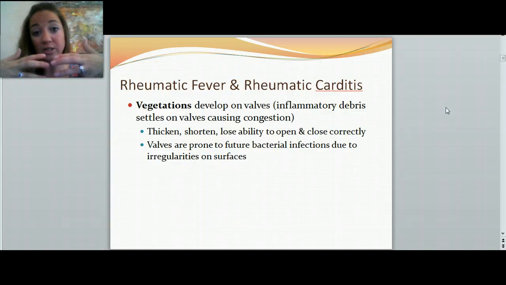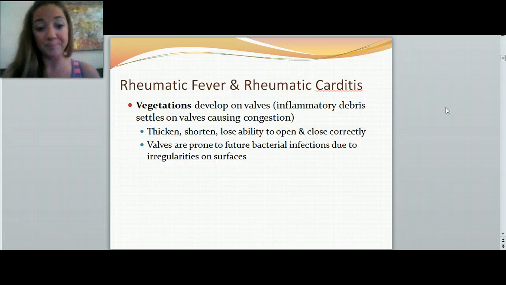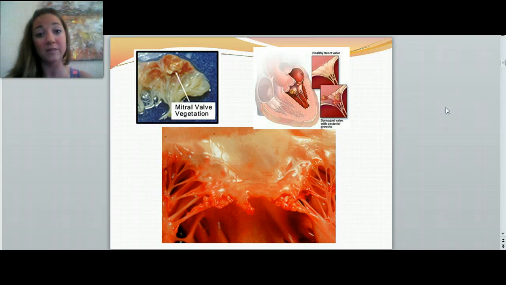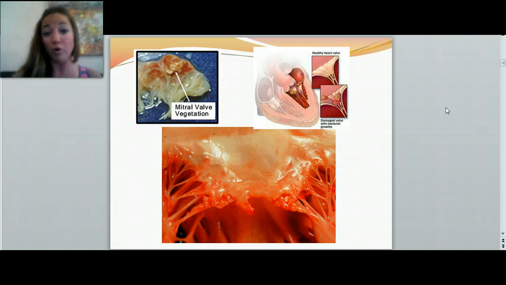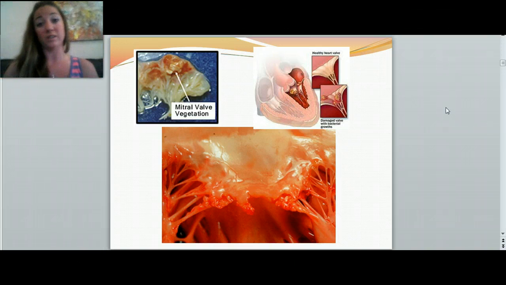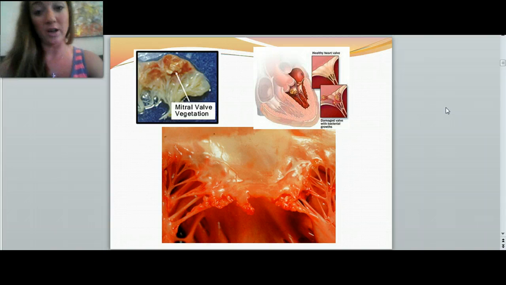Whenever vegetations grow, and it's just nasty congestion on it, okay, those valves thicken and they shorten and they don't close all the way. And that makes it hard for the blood to know when to flow through and when to stop. So the blood can flow back and forth a little bit too easily, and it really messes up your cardiac output. You're also prone to more bacterial infections later in life because of having those vegetations. You have grooves within those vegetations, and infections can grow and develop within there. It's very, very scary and not good.